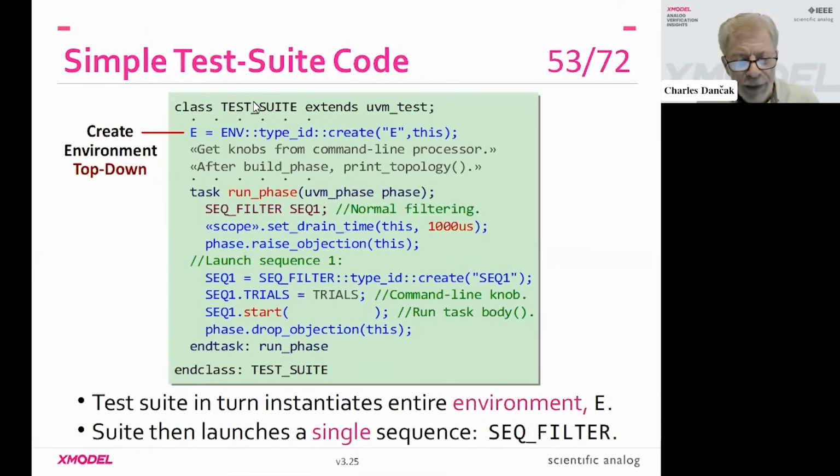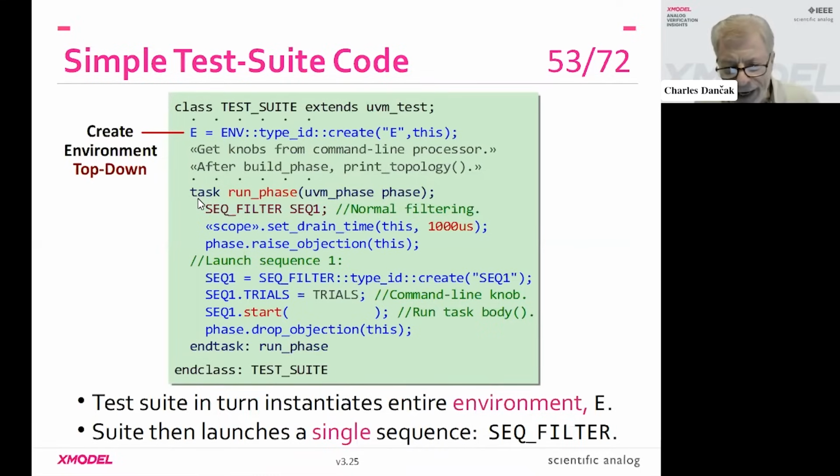And so here is the test suite code. It's an extension of UVM test. One of its biggest jobs is, as the previous slide clearly showed, it has to instantiate the environment that it wants to use. It does a factory create on the environment. It also gets the knobs, trials, and inactive from the UVM command line processor. If you're interested in the details, you can look at our downloadable papers for more of the coding details. Then it builds everything. And then the test suite is ready to run its run phase command.